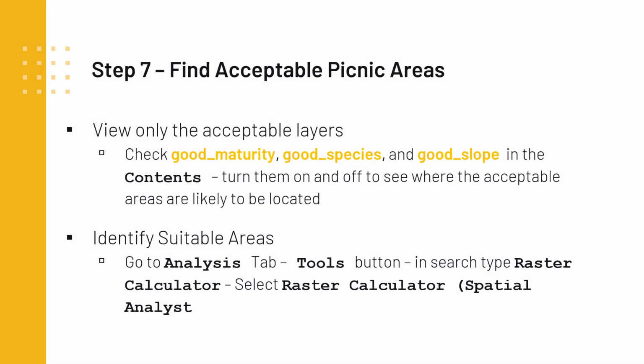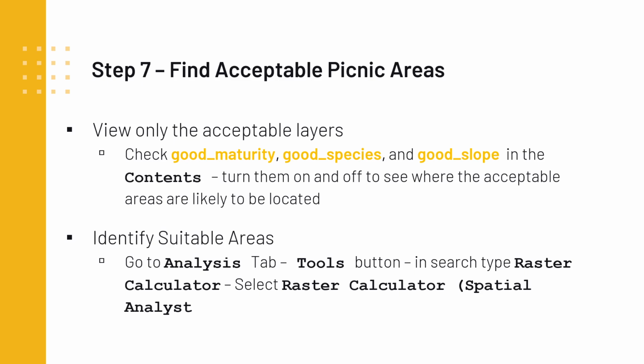Now that we have where all of the criteria are true, meaning our good maturity, good species, and good slope, we should now be able to find our acceptable picnic locations. So what I'd like you to do is turn off all of the layers except for our good criteria. Make sure good maturity, good species, and good slope are turned on in the context pane on the left side, and make sure everything else is turned off.